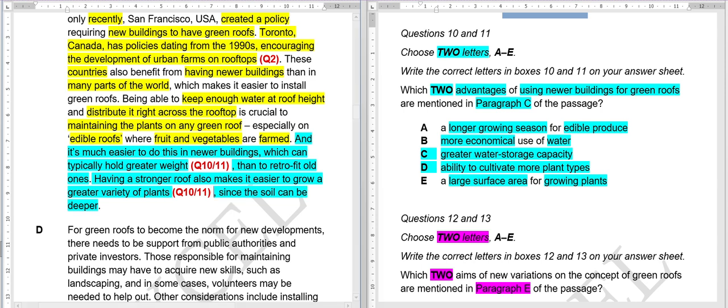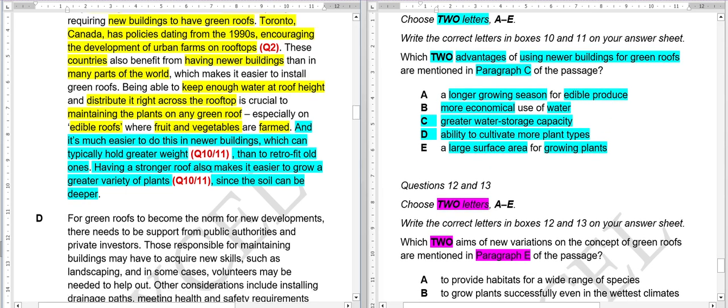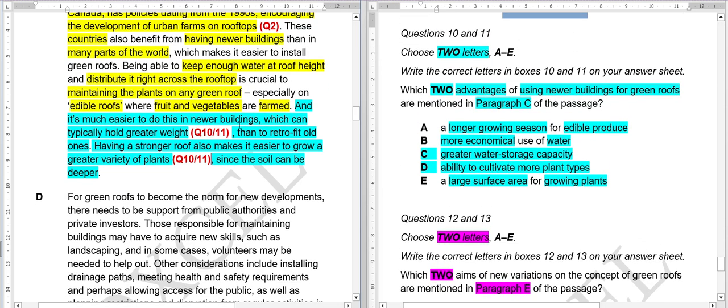Okay, now let me tell you if you were not able to identify these answers. Here they have said it can hold greater weight. So it can hold greater weight of water. Now, greater water storage capacity. Clear? And now here they're saying easier to grow a greater variety of plants, ability to cultivate, basically grow more plant types, greater variety of plants.